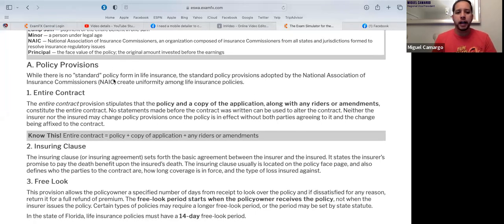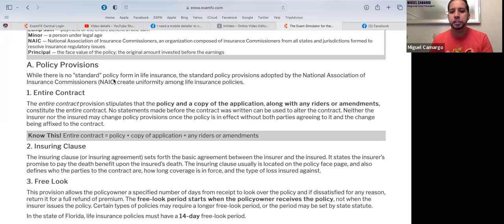I want you to write the words entire contract. What is the entire contract? When your policy is delivered to you, it's going to contain your policy, the copy of the original application, plus any riders or amendments. So when someone says that when they open their policy, no one ever reads it, right? The only things in there, Nancy, are your policy, the copy of the application, and riders, and a rider is nothing more than an add-on to your policy.